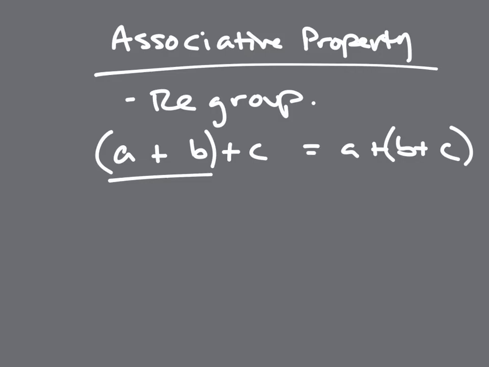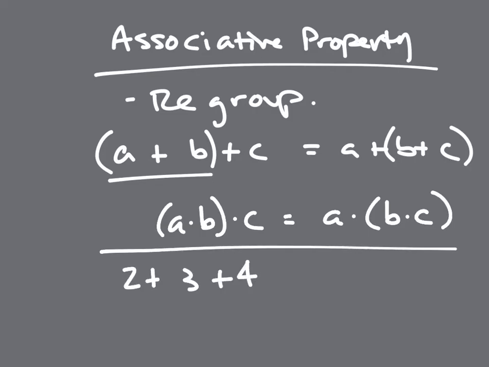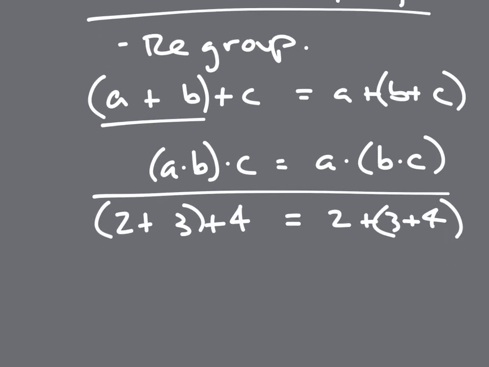It also works for multiplication, where I've got (A times B) times C, and that's equal to A times the quantity B times C. Both of those are going to work. So, regrouping, and let's look at an example here. Say (2 plus 3) plus 4 equals 2 plus (3 plus 4). If I group the 2 and 3 together and do that part first, that's going to give me 5, and then add 4. 5 plus 4 gives us 9.